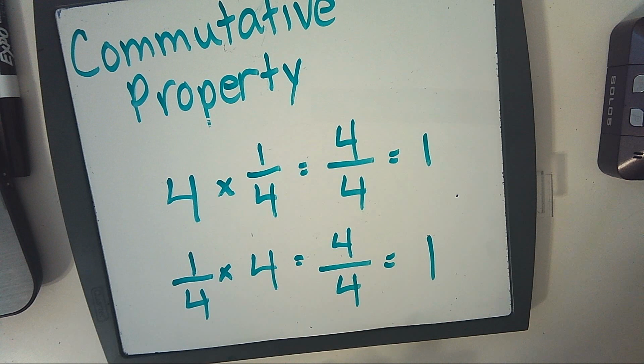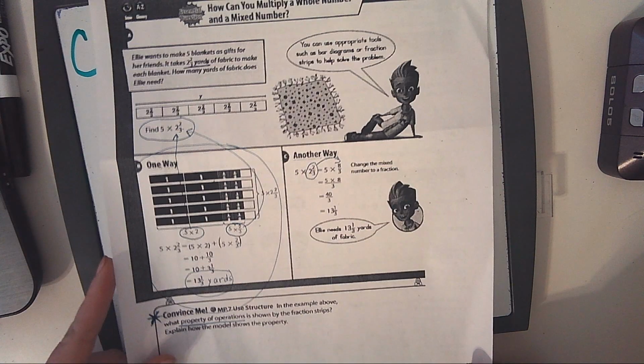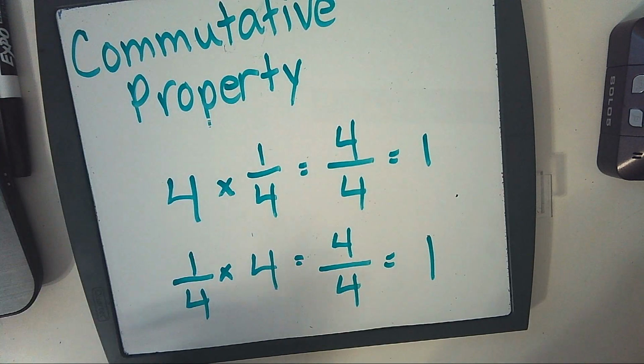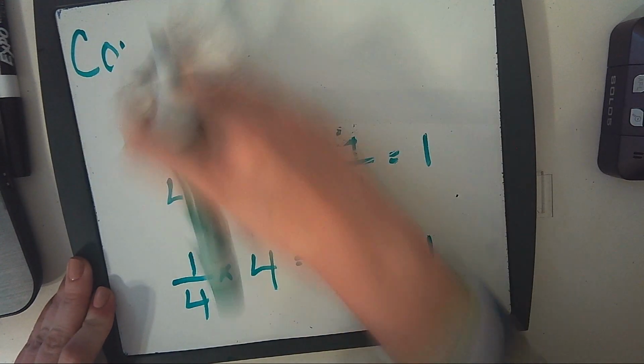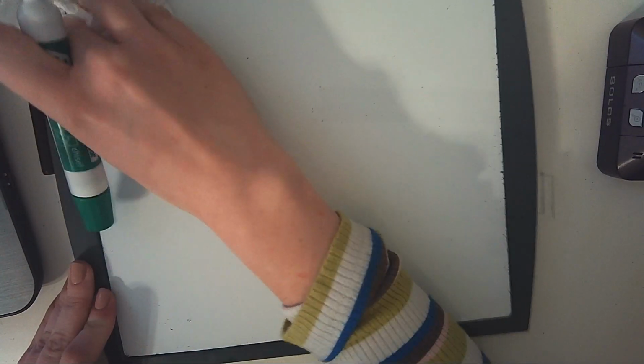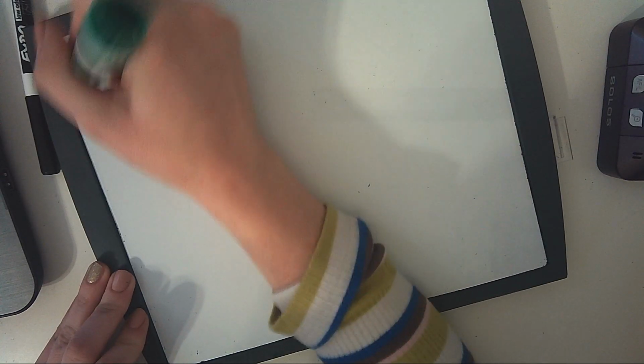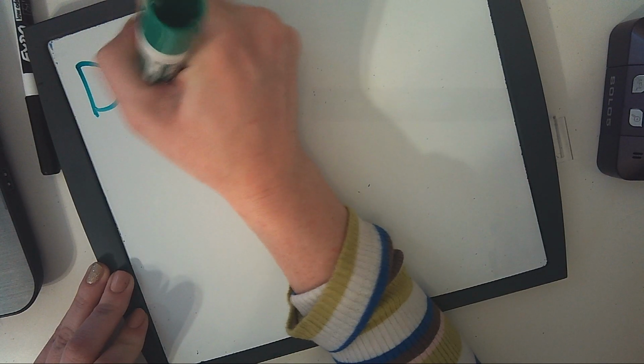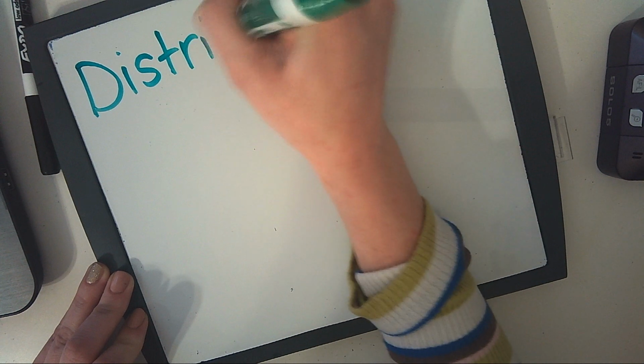The commutative property is not exactly what we're using to solve these types of problems. The commutative property does come into play because when you form your equation, you can put the whole number or the mixed number first. It really doesn't matter. The property that we will be using is the distributive property.